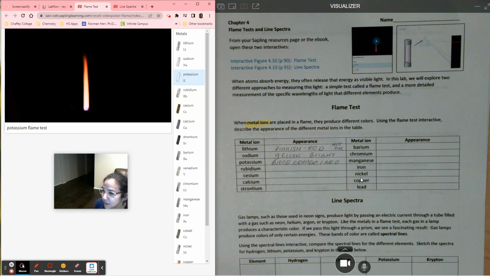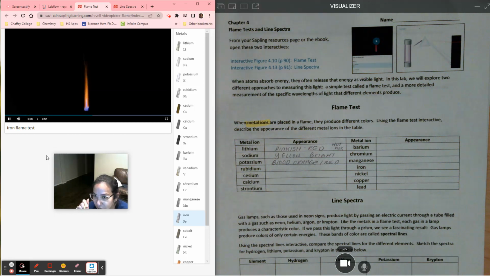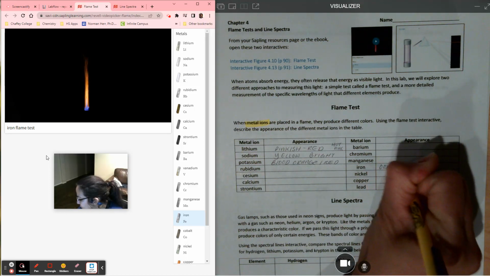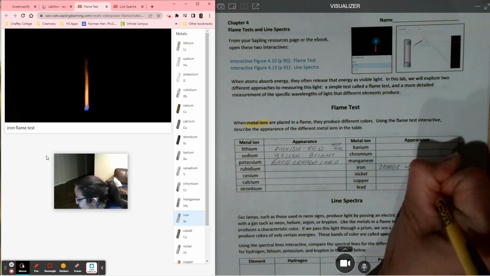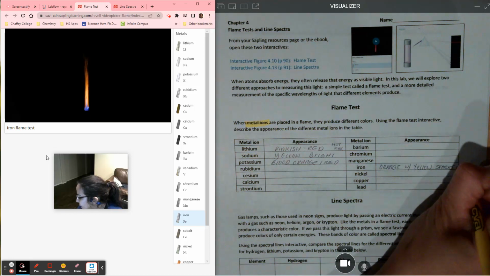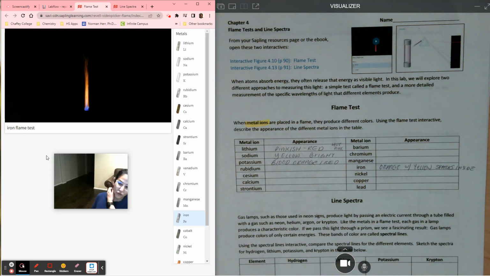All right, I'm going to jump around and let's check out one of these. Iron. All right, where's iron? There's iron. Okay. You guys notice there's little sparklets inside of it? So it's like an orange with sparks, right? That's what I saw. I saw orange with yellow sparks inside.